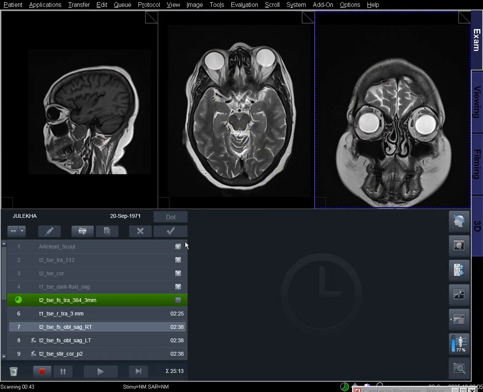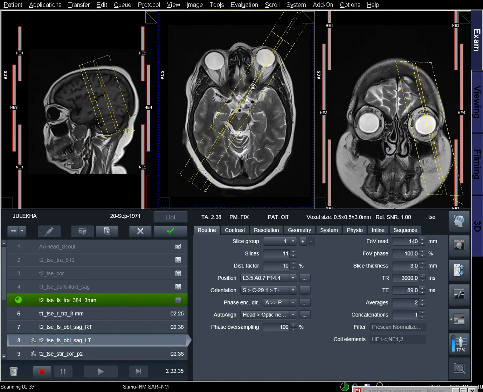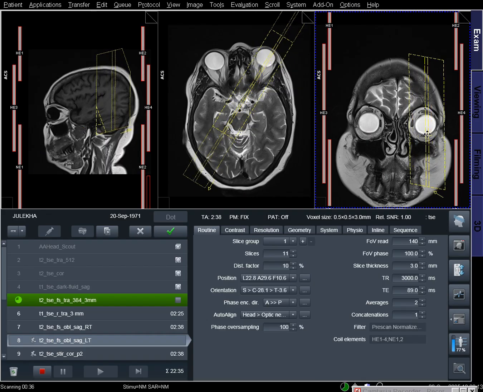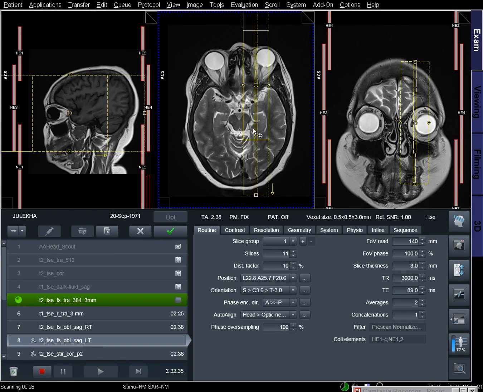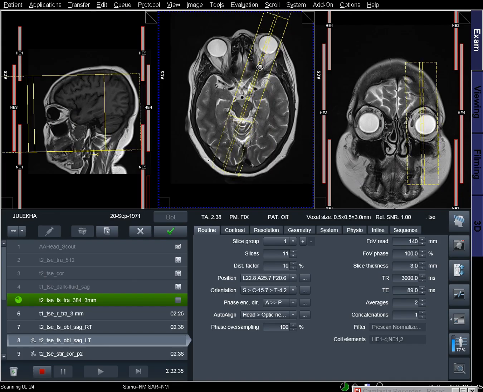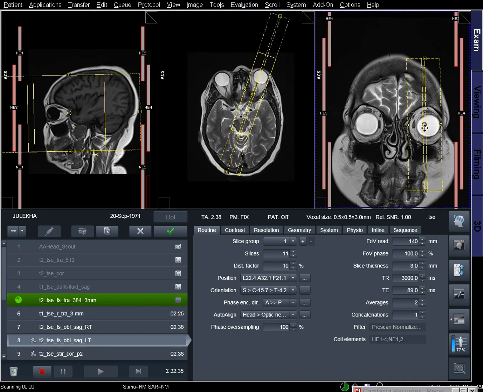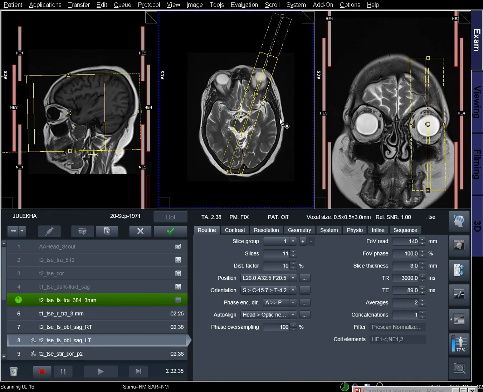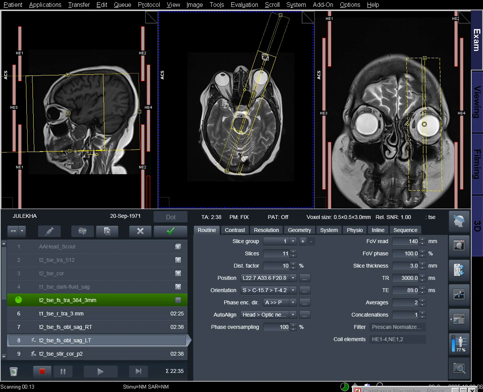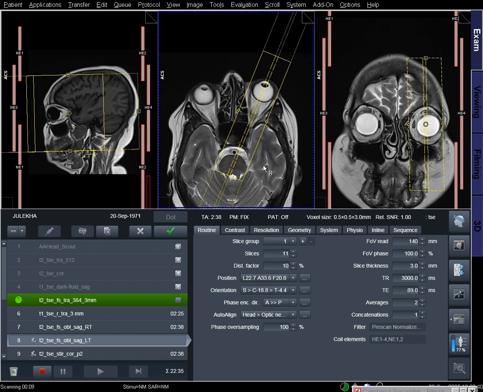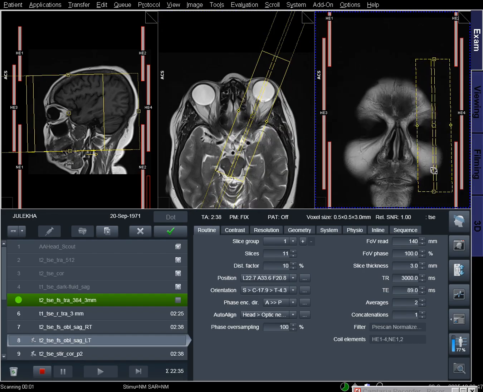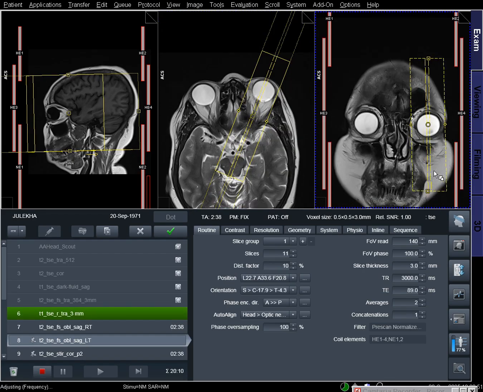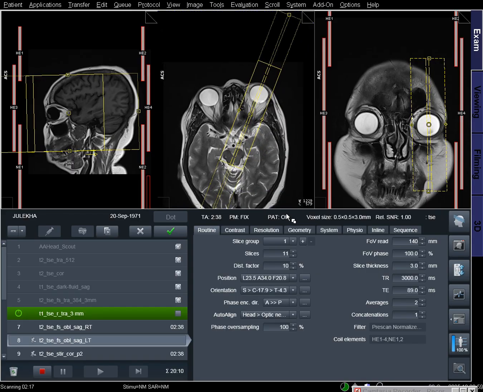T2 sagittal oblique LT. Plan the sagittal slices on the axial plane and angle the planning block parallel to the optic nerve. Check the planning block in the other two planes. An appropriate angle must be given in the coronal plane parallel to the line along the LT superior and LT inferior rectus muscles. Ensure that the slices are sufficient to cover the LT orbit.